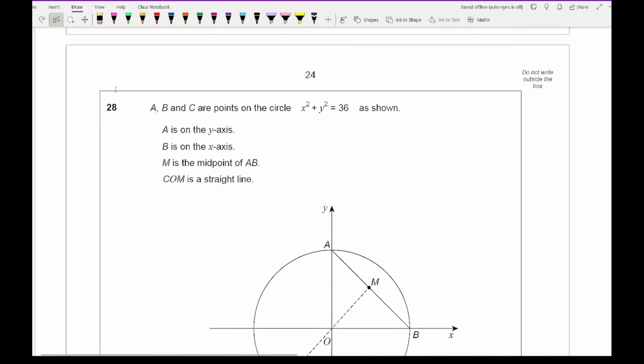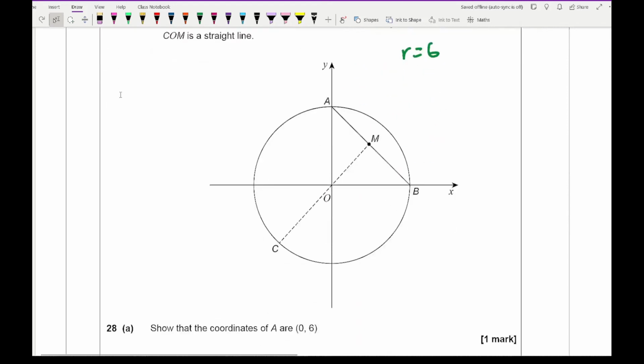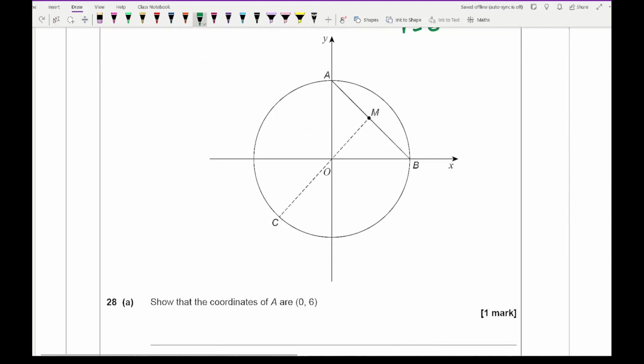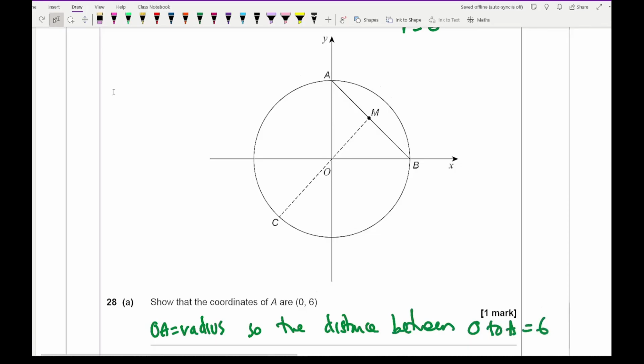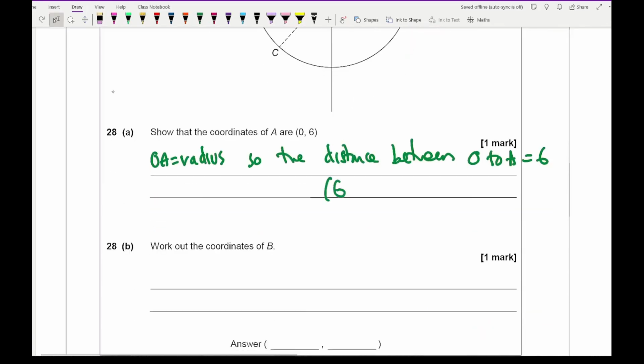Well, here we know from this that the radius r squared equals 36, so r is going to equal the square root of 36. It can't be negative, so r has got to be 6. And if the radius is 6, we know that OA equals the radius, so the distance from O to A equals 6, and that's why the coordinate is 0, 6.